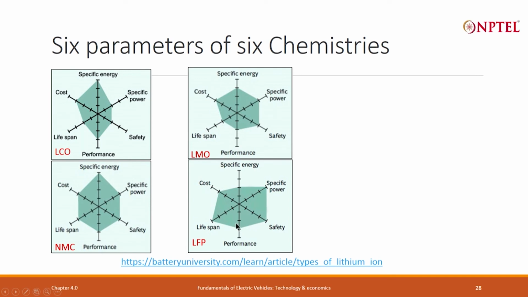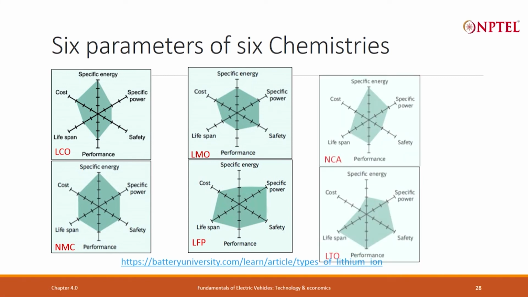LFP: the specific energy is where it loses. Look at this. Once again, this is much higher, this is bad. Cost is decent, slightly higher because of the lower specific energy. Power, it can do better than even NMC, safety is better than NMC, performance not that great, lifespan better than NMC. But specific energy is the most important parameter, and it and cost are related. So, this is the angle that you have to really worry about.